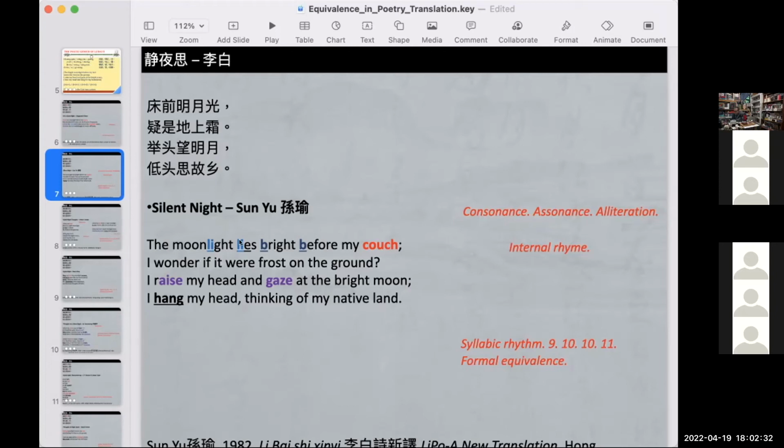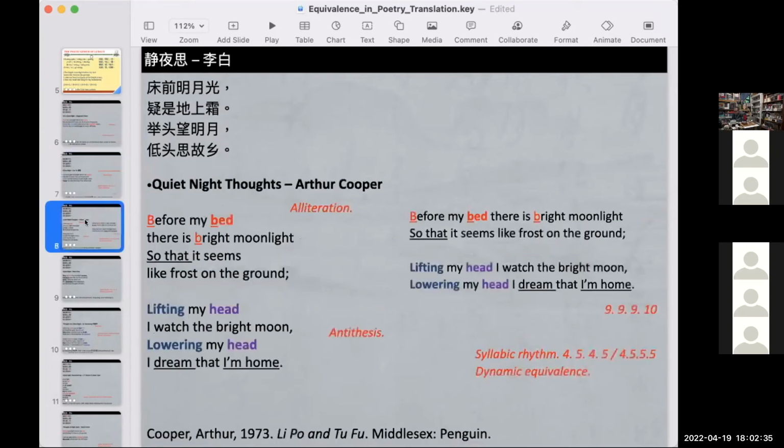Okay, let's move to another version. This one is translated by Arthur Cooper, an American translator. So the Chinese poem has four lines. Let's count the English. Eight lines.